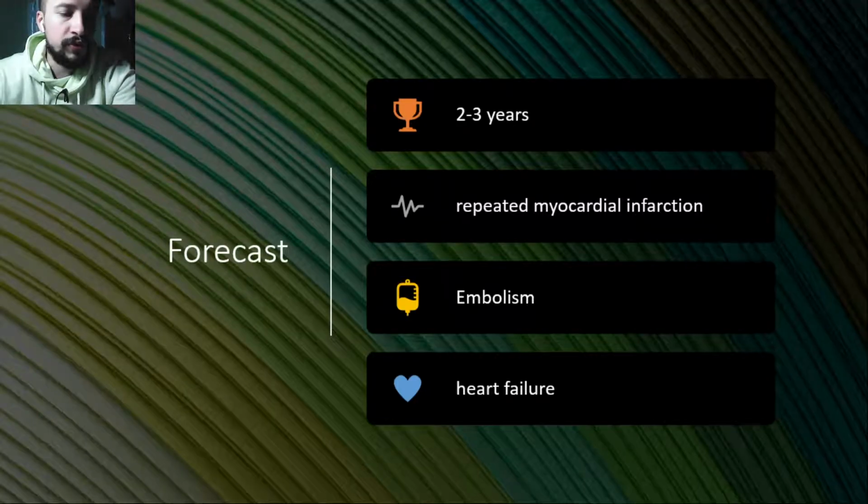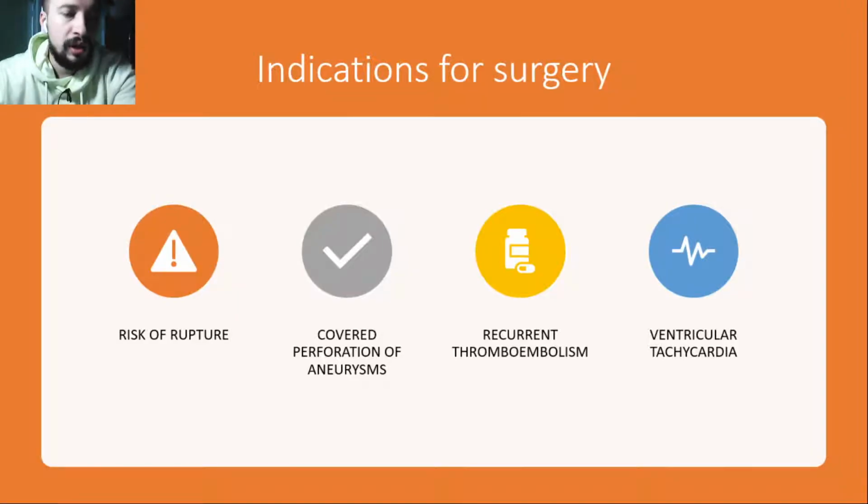During the first 2-3 years after the formation of an aneurysm, patients die during the natural course of the disease. The most common causes of death are repeated myocardial infarction, embolism of various arteries, and heart failure. Indications for surgery are the risk of rupture or covered perforation of the aneurysm, recurrent thromboembolism, and ventricular tachycardia.